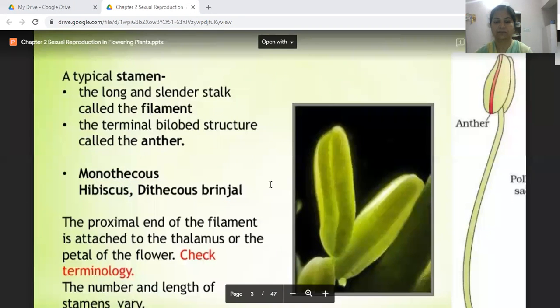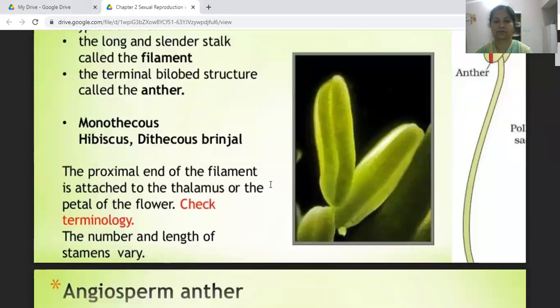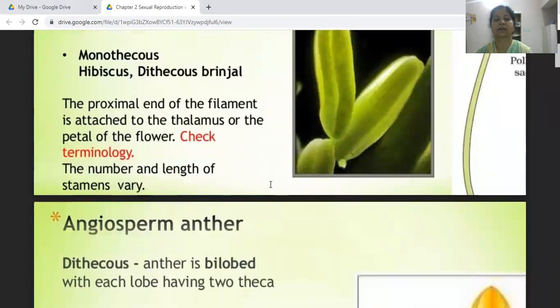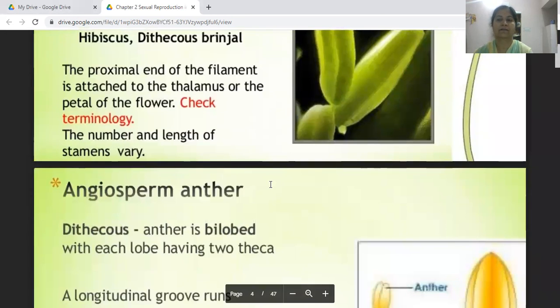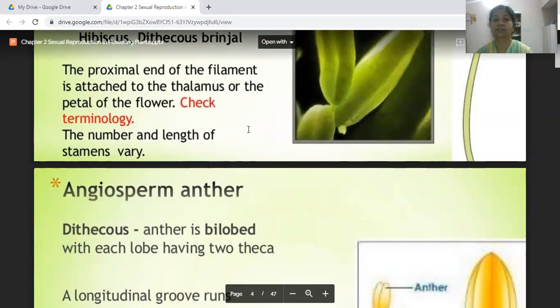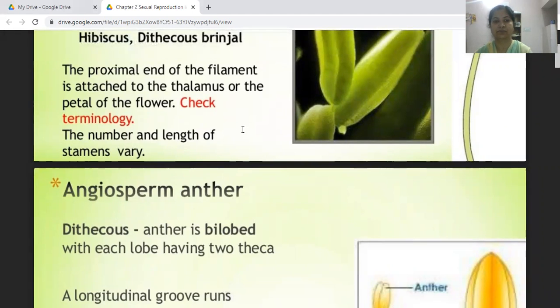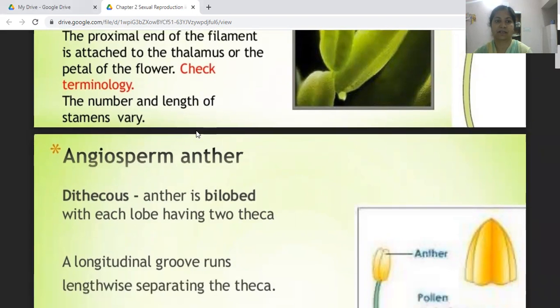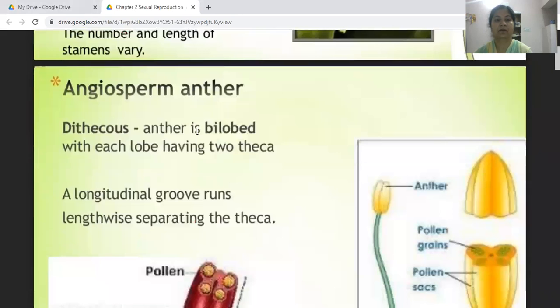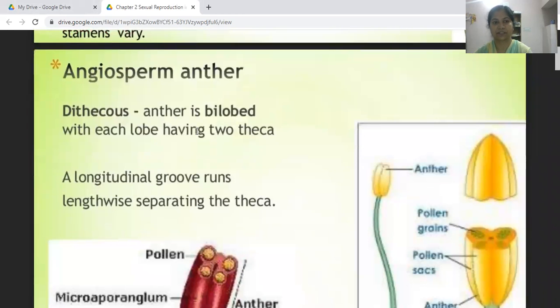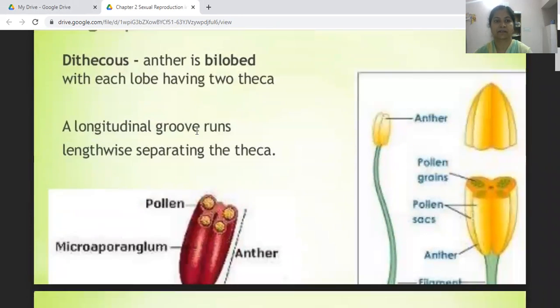Now, the proximal end of the filament is attached to the thalamus or petals of the flower. When it is attached to the petal, such a stamen is also called an epiphyllous stamen. The number and length of stamens vary. In angiosperms, a dithecous anther is bilobed with each lobe having 2 thecae.